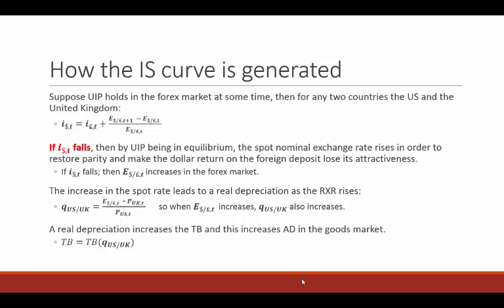A nominal depreciation in turn leads to a real depreciation, as the UK basket of goods is now more expensive than the US basket of goods. The trade balance therefore increases as more US goods are exported to the United Kingdom and fewer United Kingdom goods are imported into the US. The increase in the trade balance increases aggregate demand. But however, that's not all that happens.